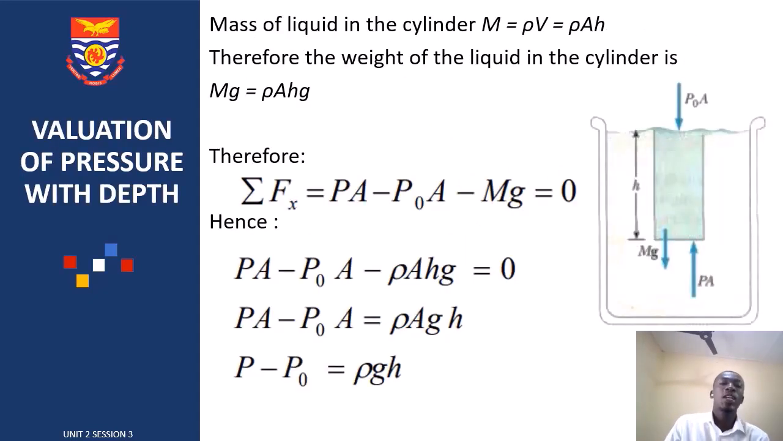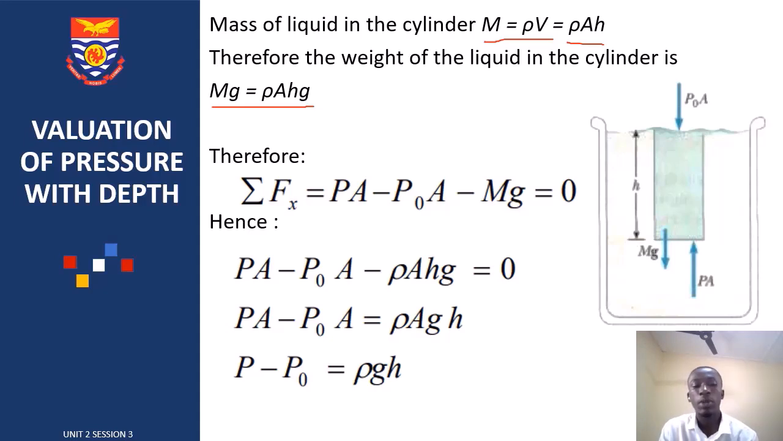Now, let's look at the variation of pressure with depth. We know from our density formula that density equals mass over volume. Let's make mass the subject, and when you do that, you get mass equals density times volume. We can expand the volume as area times height, so that mass now becomes density times area times height. Multiplying through by g, the acceleration due to gravity, we get mg equals density times area times height times g.